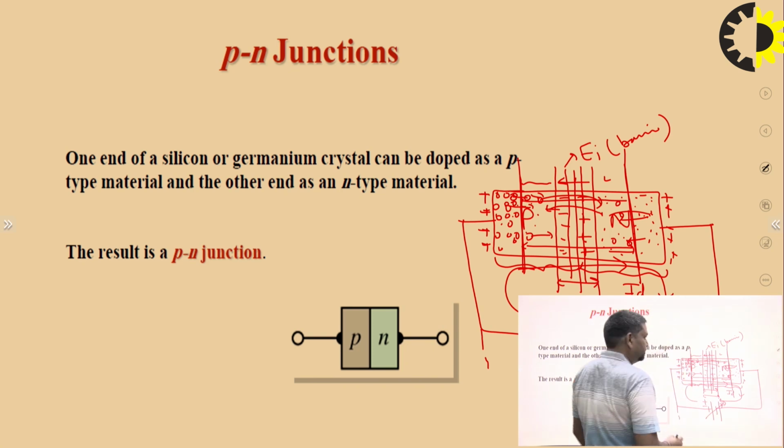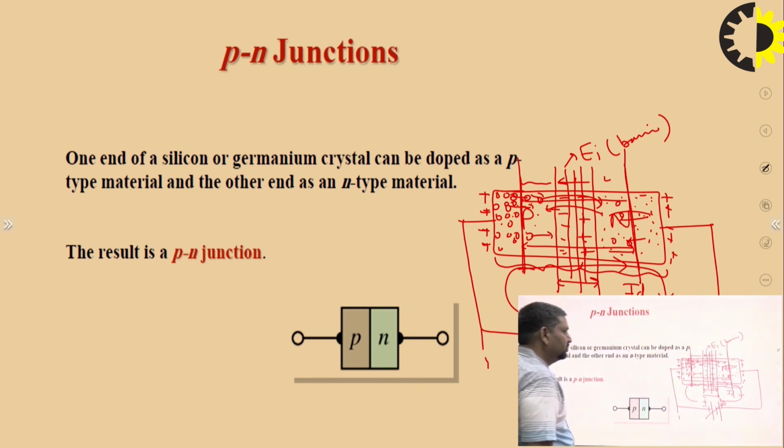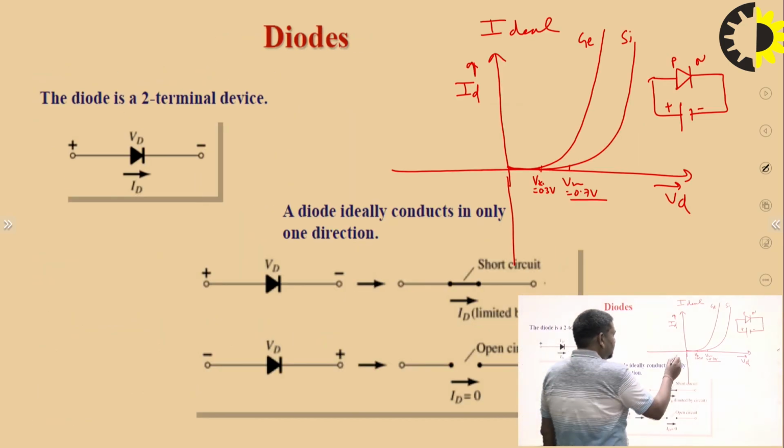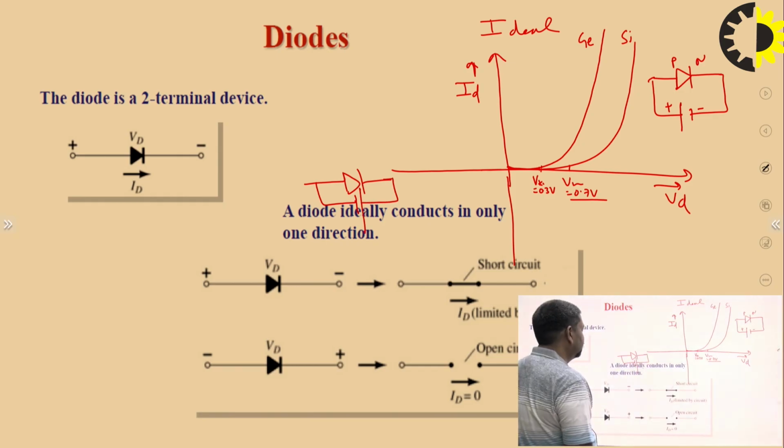Some leakage current flows in that particular circuit during the reverse bias condition. That is called the reverse current. In the reverse bias region, what is the meaning of reverse bias? If P is connected to the negative terminal and N is connected to the positive terminal, we can say this is a reverse bias condition.